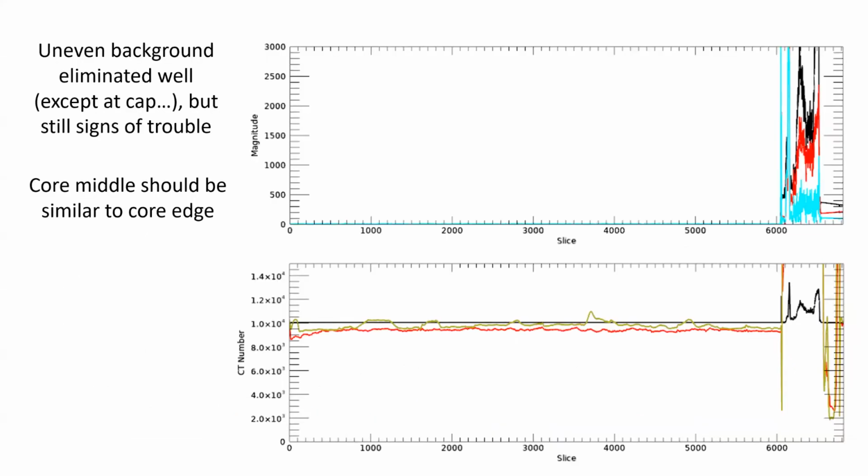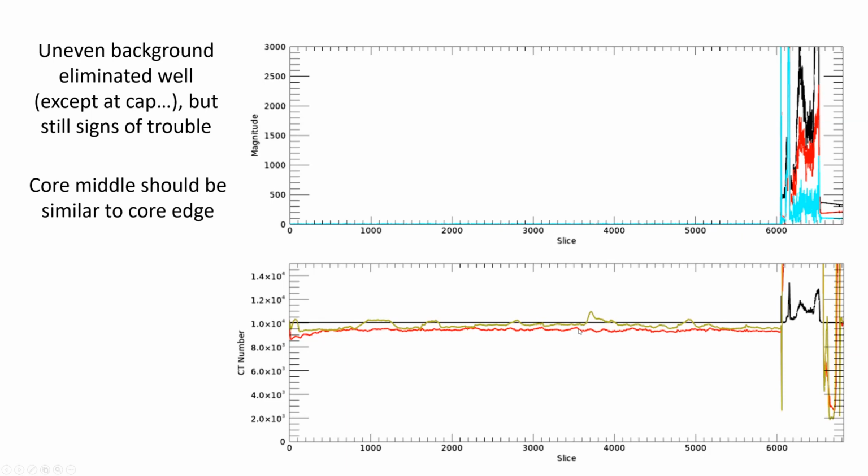When we subtracted out that Fourier error, you can see it's nice and flat through the body of the core, although it's still haywire in the cap. But once we did that, we could take advantage of the fact that we have a density standard embedded in the sample, which is the aluminum tube. So we can normalize everything to that aluminum. In this case, it's the inner rim of the aluminum tube.